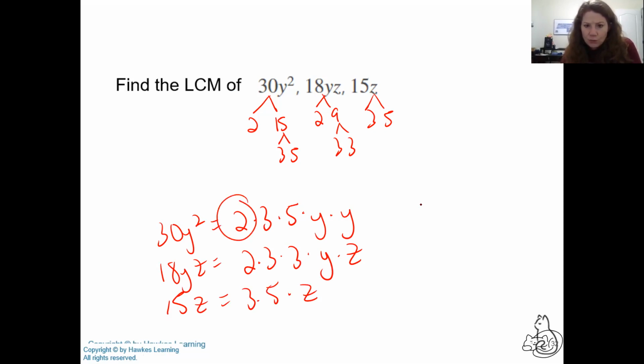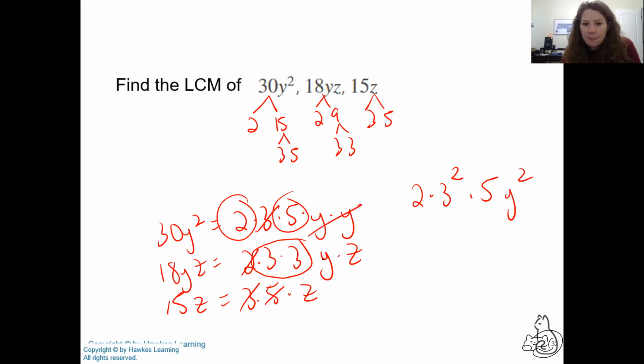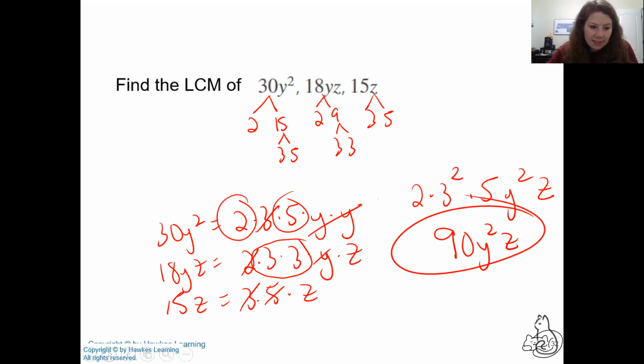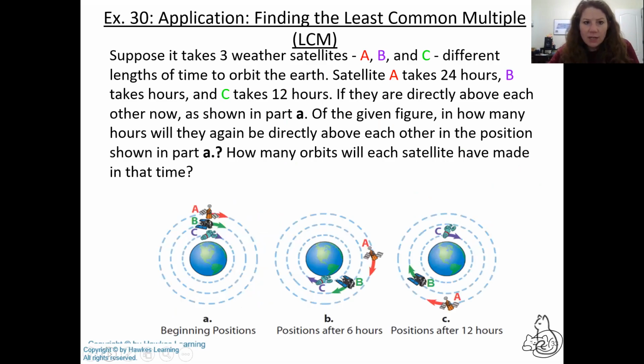So we have a 2. We have 2 3's, which represents all 3's. We have a 5, which represents all 5's. We have 2 y's, and we have a z. So we have 2 times 3 squared is 9, times 5 is 90. So we have 90y squared z. That's the answer. All right, moving on.